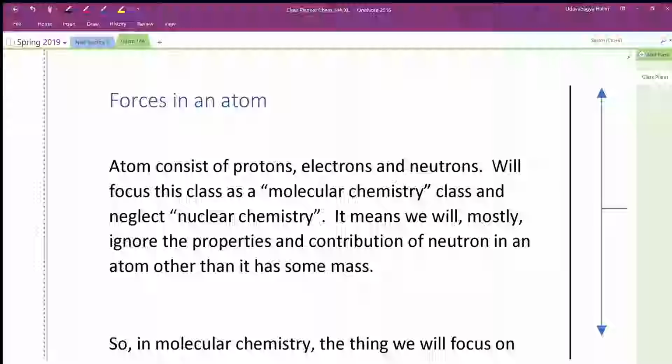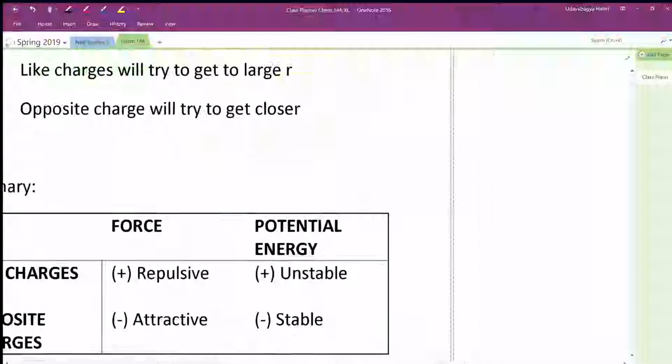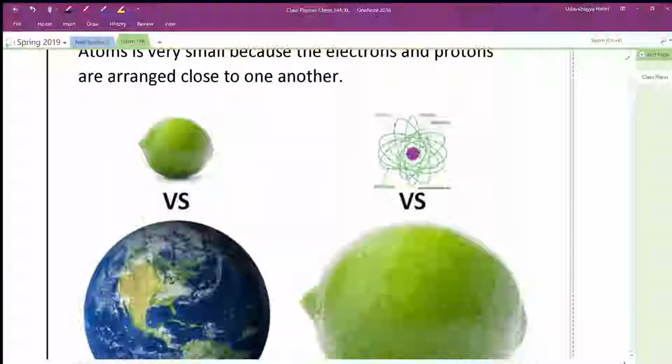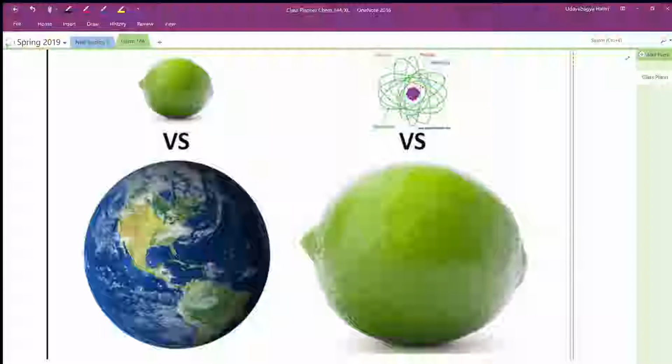The reason why the atom is so small is because the protons and electrons get really, really close to one another, and you get a really tiny atom. If you compare the size of the atom to the size of, say, a lemon, and compare the size of the lemon to the size of the Earth, you get about the same ratio. That's how tiny an atom is. They're incredibly tiny.